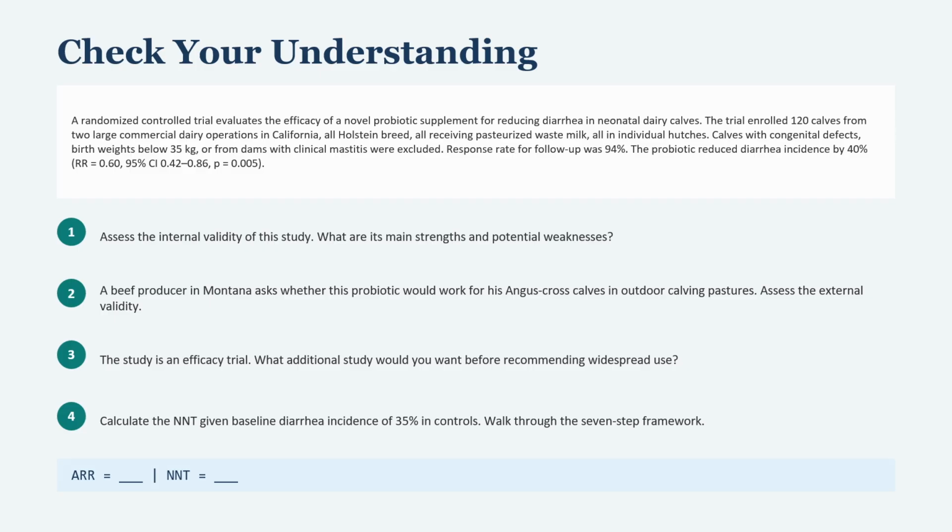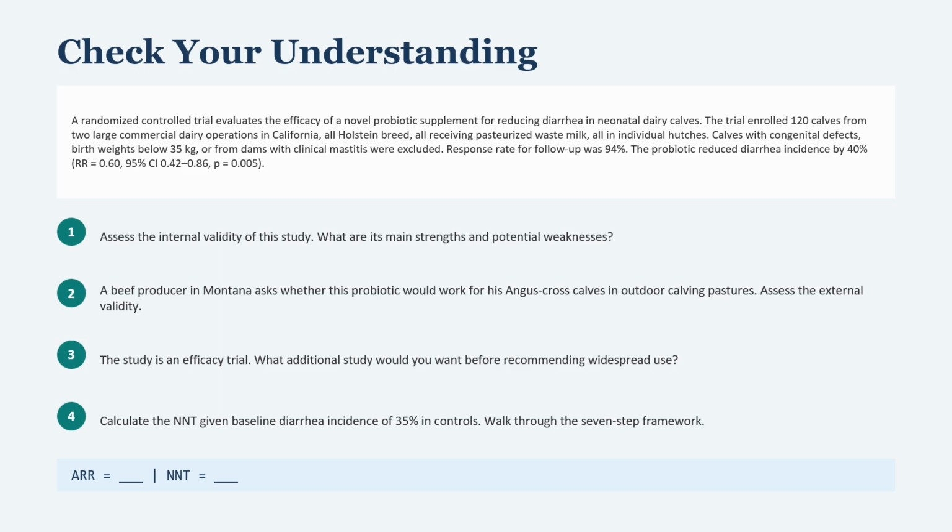2 farms, somewhat broader than a single farm study. Potential weaknesses: only 2 farms in California. Limited diversity in management conditions. If randomization was done within farms, farm-level practices are controlled. But if allocation was by farm, only 2 randomization units is very limited.